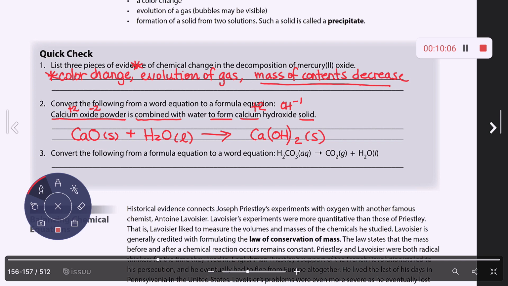Okay. All right, now number 3 wants us to convert a formula equation to words. So why don't we do the products first? Because the products are relatively easy. What would you call CO2? Carbon dioxide. And what's the state of matter on it? What's this little G? Gas. So we've got carbon dioxide gas, and what is H2O? Water. And you can say, and water. Okay, so those are my products. So I'm going to say to produce carbon dioxide gas and water.